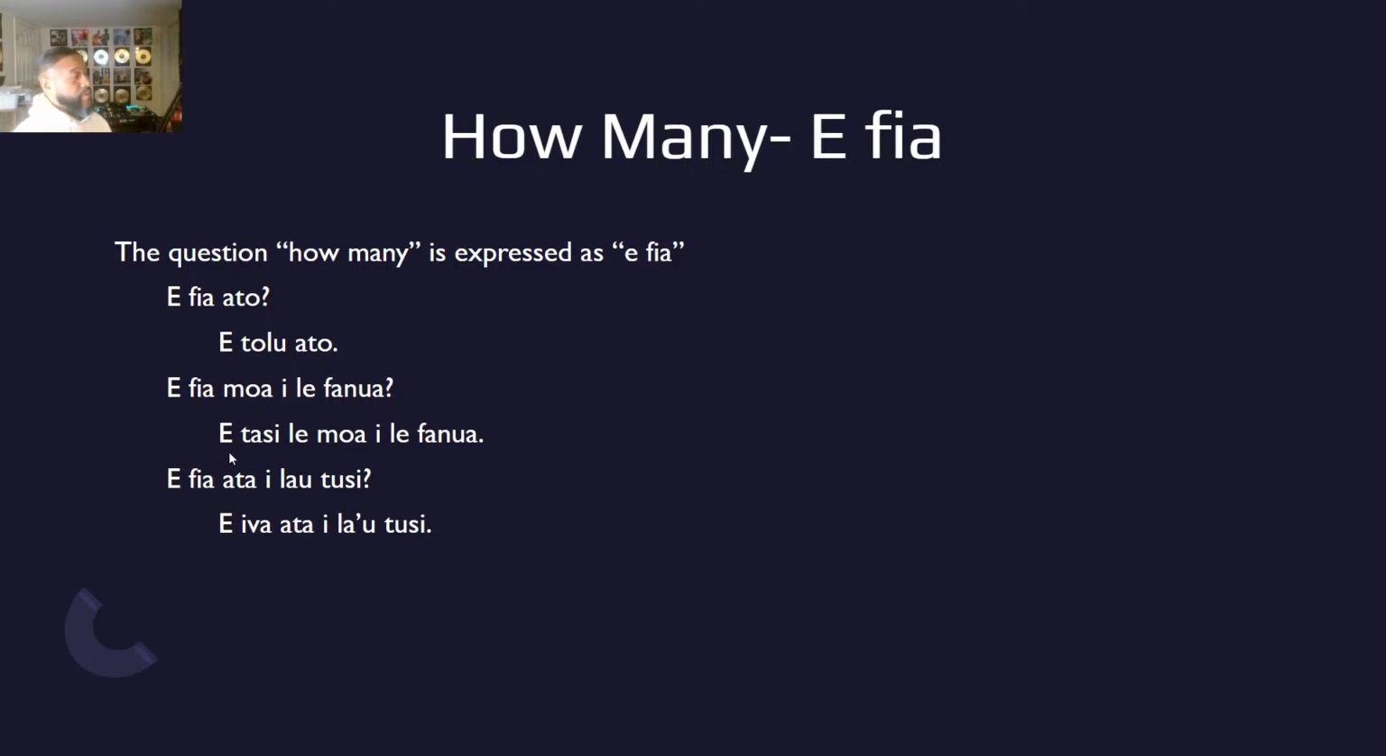So we have e, that's our tense marker. Tasi is one, and then you might wonder, why do we say le moa right there? That's because it's a singular moa. It's one chicken. So that's why it's le moa. And then where is it at? I le fanua. So etasi le moa i le fanua, right? So up here we said, since it's 3 bags, right?